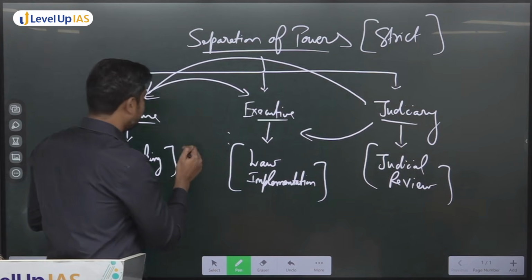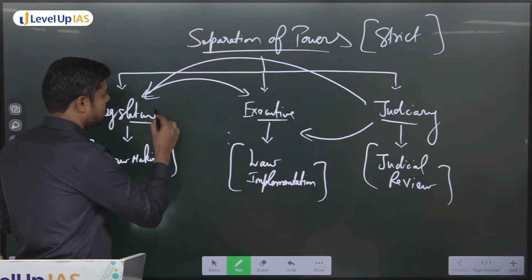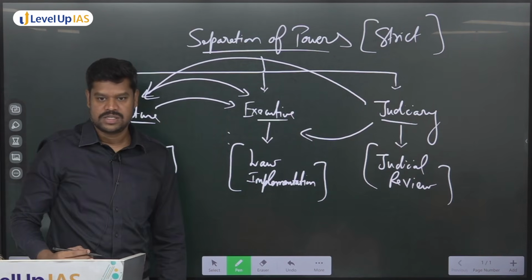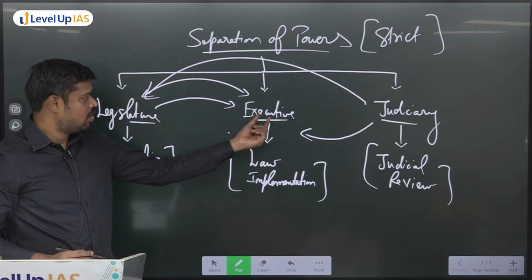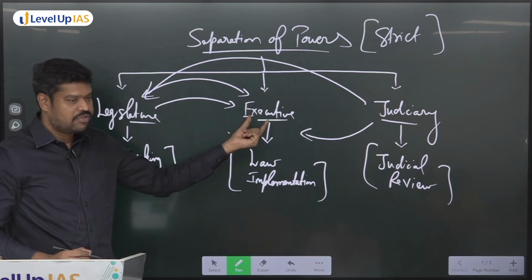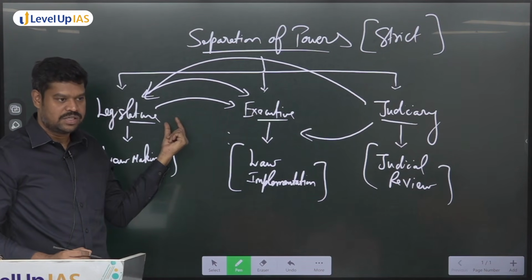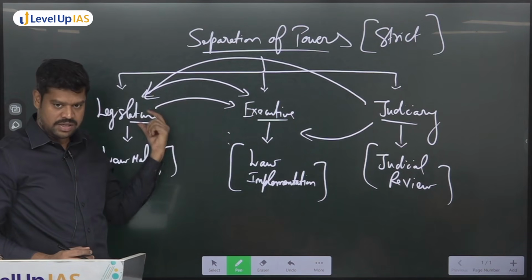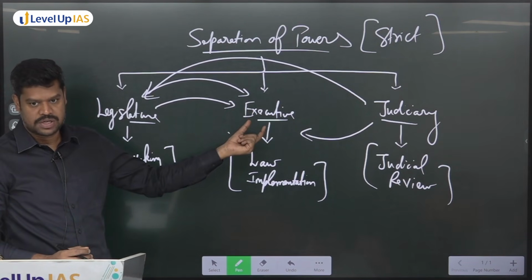Now, does the legislature have any control over the executive? The legislature has control over the executive because the executive always needs to have a majority in the legislature. If at any point of time the executive has no majority in the legislature, then the government will be removed. So, the legislature can have control over the executive.